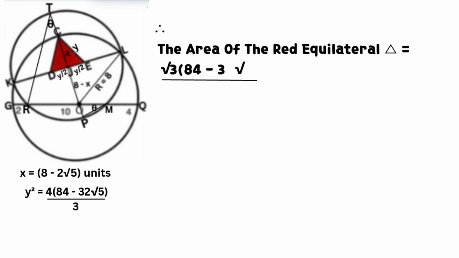Therefore, the area of the red equilateral triangle equals the product of the square root of 3 and 84 minus 32 times the square root of 5, all divided by 3 in square units, or 7.19 square units, to 2 decimal places.